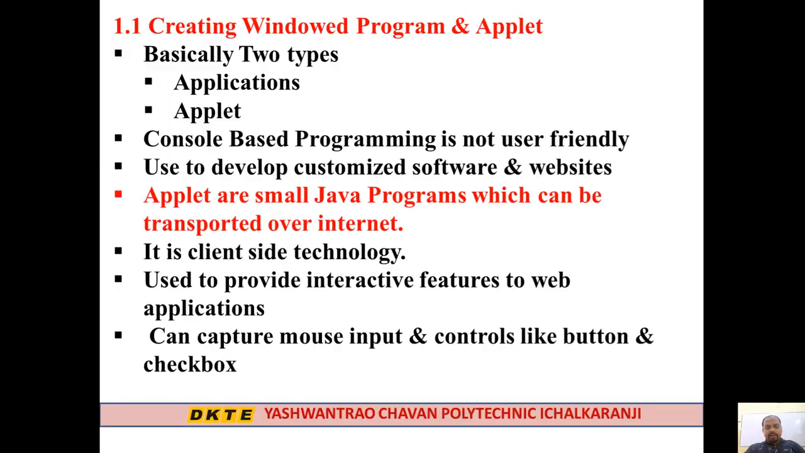In this AWT, the first point is creating a windowed program and applet. Basically there are two types: first is applications and second is applet. In core Java programming, we were discussing only console based programming, which is not user friendly. What is user friendly? That is, the user can easily interact with the programs. That is the basic difference between user friendly and not friendly.